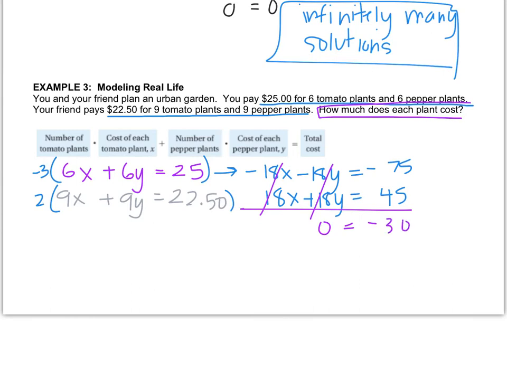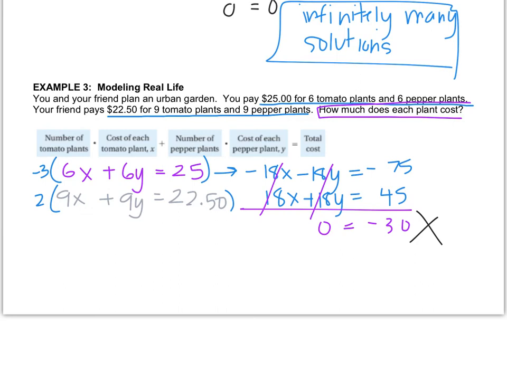Does 0 equal negative 30? It's not a trick question. No, of course it doesn't. So since this doesn't make sense, then there's no solution. Doesn't mean that there's no solution in terms of this word problem. It just means that it's a ridiculous question because you can't figure out the price of the tomato plants and the price of the pepper plants because of the way the equations are written.